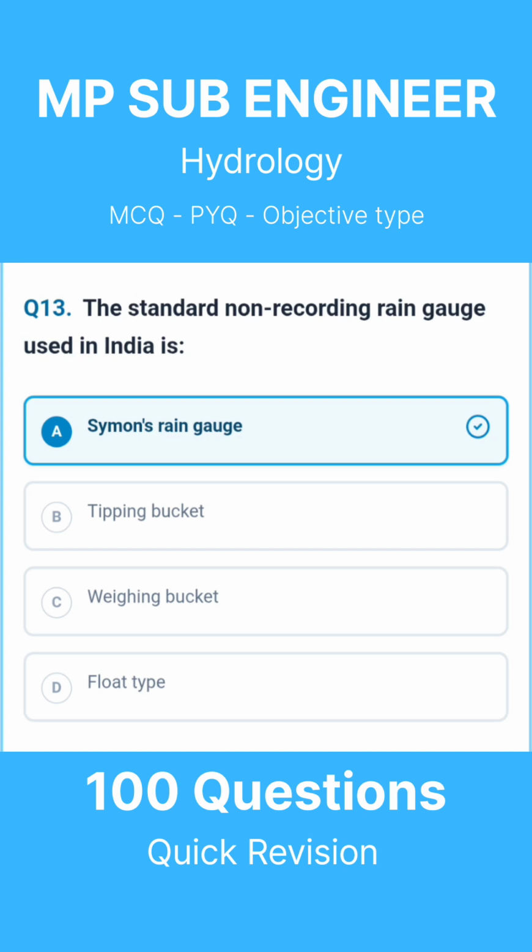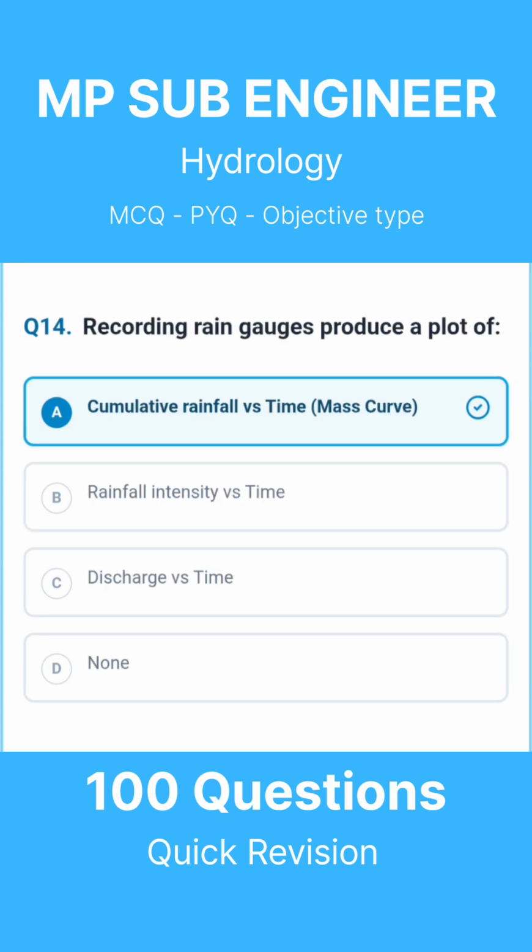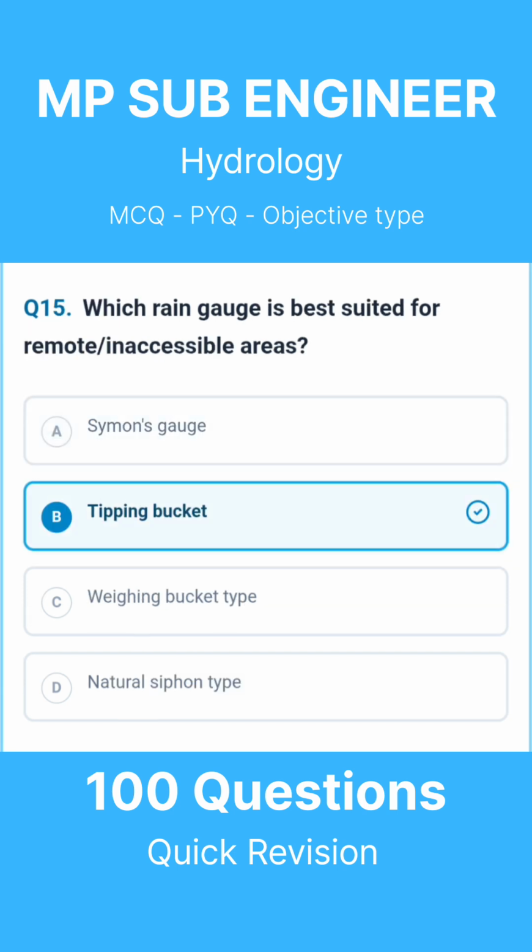Question 13. The standard non-recording rain gauge used in India is. The correct answer is Simon's rain gauge. Question 14. Recording rain gauges produce a plot of. The correct answer is cumulative rainfall versus time, the mass curve. Question 15. Which rain gauge is best suited for remote and inaccessible areas? The correct answer is tipping bucket.